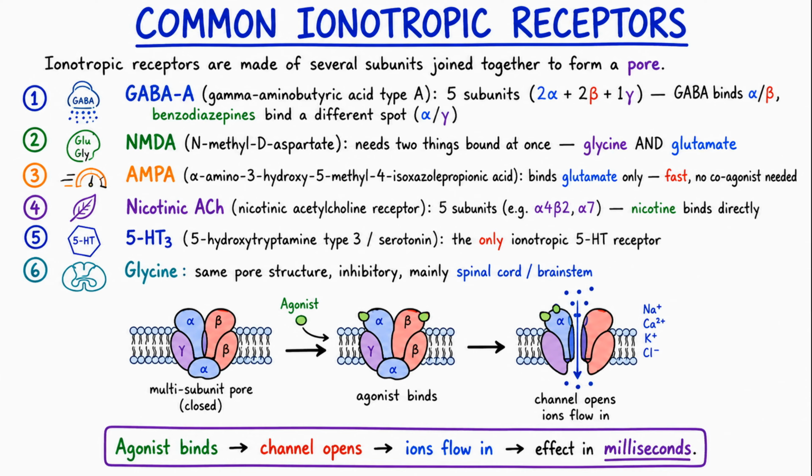Every other serotonin receptor is the slower metabotropic type, and glycine receptors use the same basic pore structure too, but they're inhibitory, and they mostly work down in the spinal cord and brainstem rather than higher up in the brain, so different names, different jobs, but the same underlying mechanism throughout. Something binds, the pore opens, ions flow straight through, and it all happens in milliseconds.